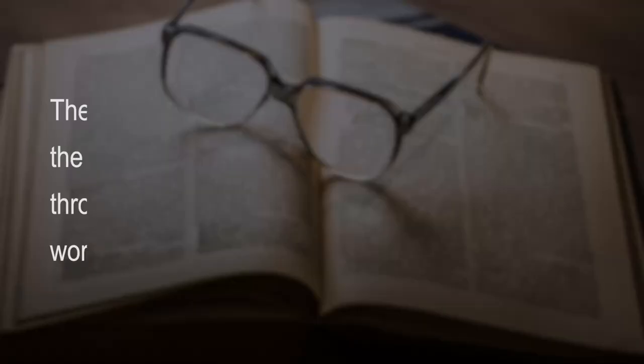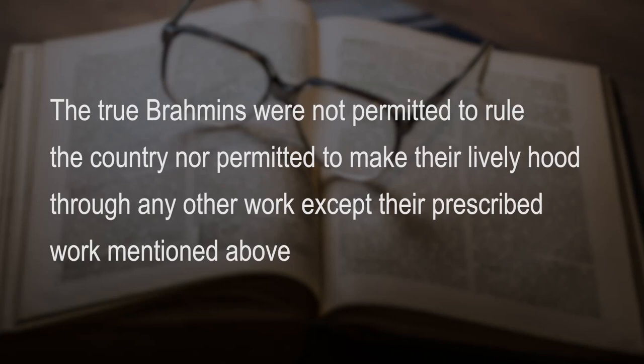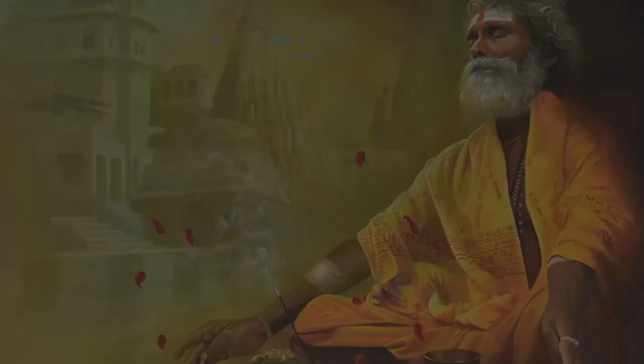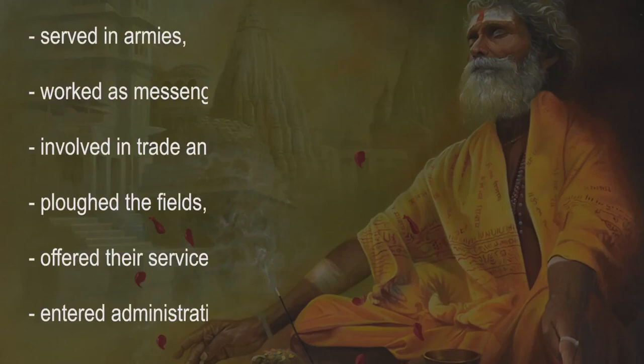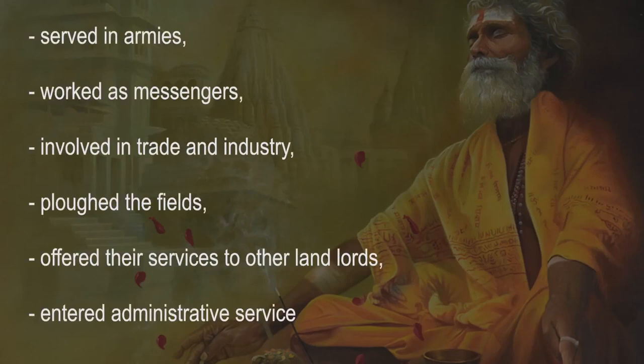The people who could not fit into it or did not do anything became uncivilized and were considered outcast. For example, the true Brahmins were not permitted to rule the country, nor permitted to make their livelihood through any other work except their prescribed work mentioned above. But various socio-economic changes and industrialization brought changes in the traditional hereditary occupation. For example, the Brahmins took up different kinds of professions. They served in armies, worked as messengers, were involved in trade and industry, plowed the fields, offered their services to other landlords, entered administrative services, etc.